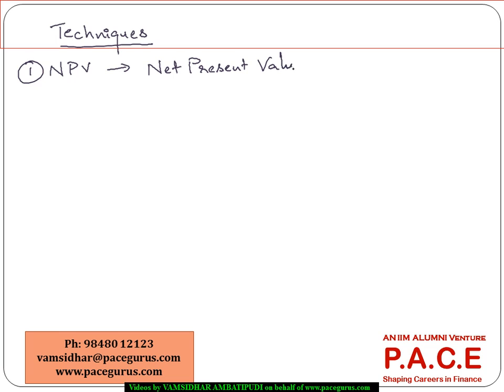The important techniques that help us in evaluating a project: one we call NPV in short, otherwise called net present value. This is a very powerful tool for evaluating a capital project. Apart from that, we also have another tool called IRR, otherwise called internal rate of return.